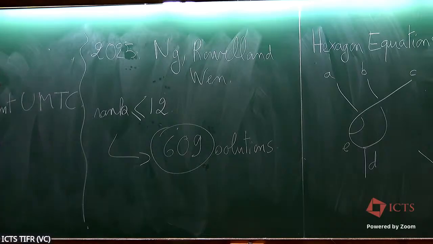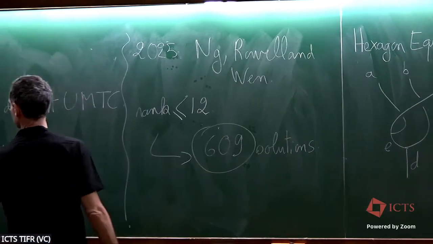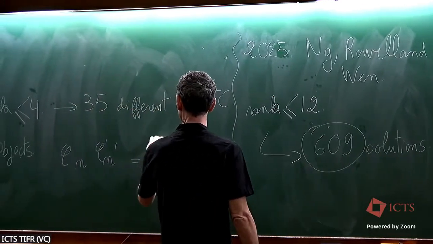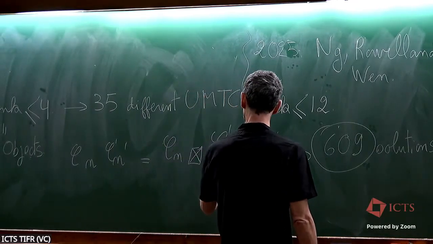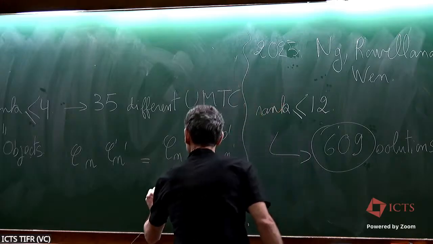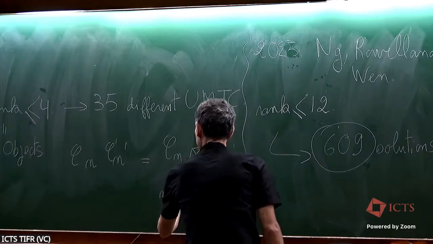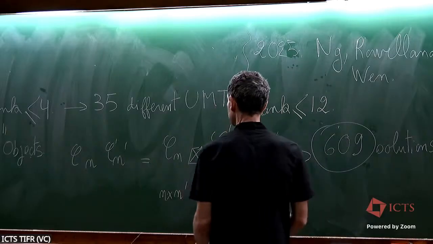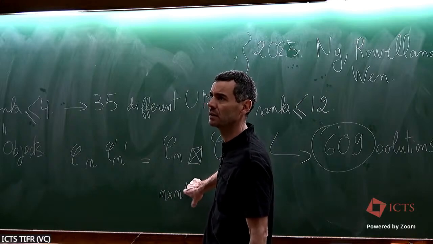And of course, if you have a rank n UMTC and a rank n prime UMTC, you can do an operation which is called stacking. So if you have C, which has rank n, and C prime, which has rank n prime, you can do the stacking of both. Depending on the literature, it's written like this. And then you have a category of rank n times n prime, sorry. So if your final rank is a prime number, it cannot be decomposed in that way. So you have more solutions when the rank is not a prime number.